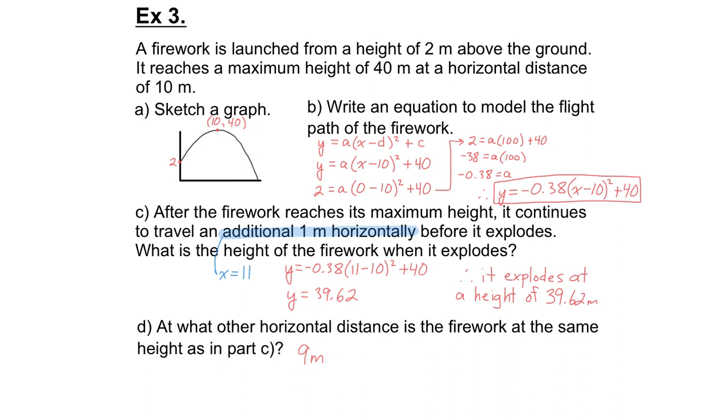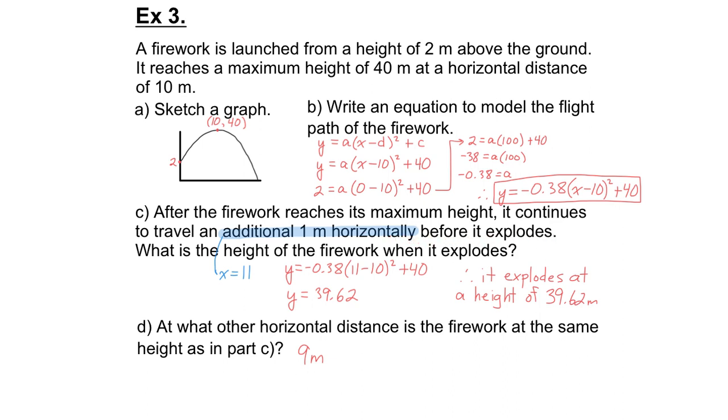Well, we're going to use y and x to represent the height and distance. I know the vertex, so I'm going to start with the vertex form equation, plug in my d and c values. Now, substitute in the other point that I know, x is 0, y is 2, to find out what the a value is. A is -0.38, so the equation is y equals -0.38 times (x minus 10) squared plus 40, in vertex form.